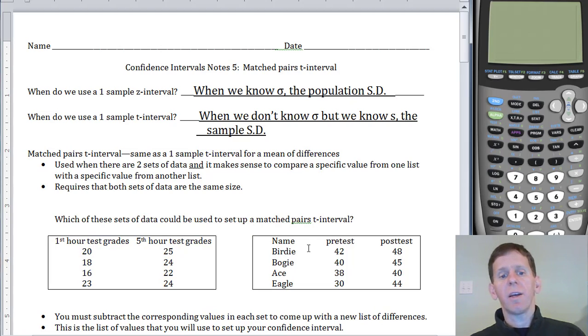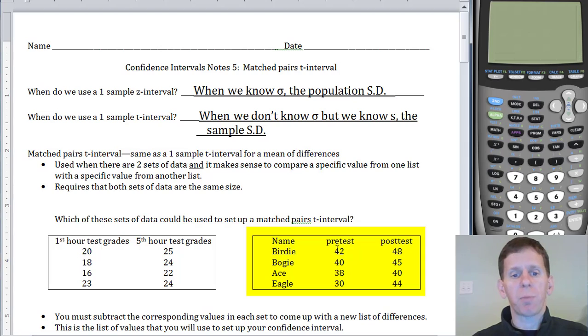On the other hand, we would want to compare Birdie's pre-test and post-test scores. This is a pre-test and post-test from the same person. We'd want to compare the 42 with the 48. We wouldn't want to compare Birdie's pre-test score and Eagle's post-test score. That wouldn't make sense. There's a specific reason why we're matching up the 42 and the 48, the 40 and the 45, and so on. So that's why this second example would be a situation where you would want to set up a matched pairs t-interval.